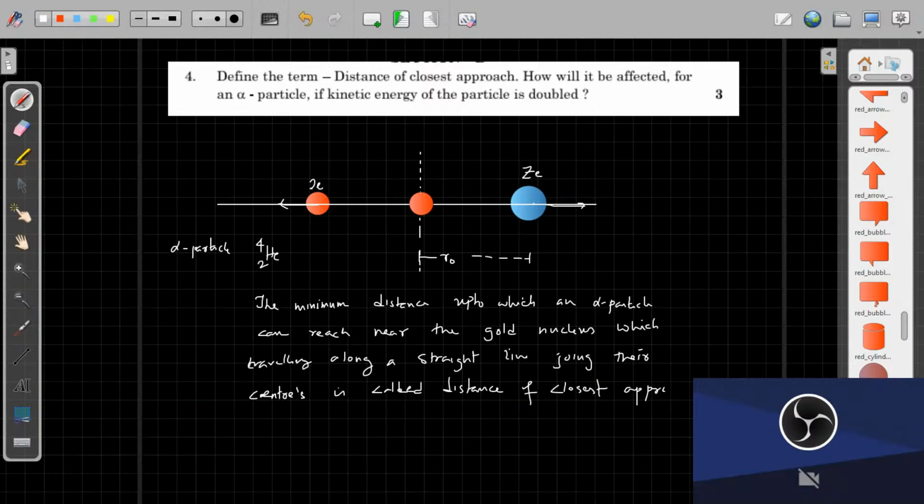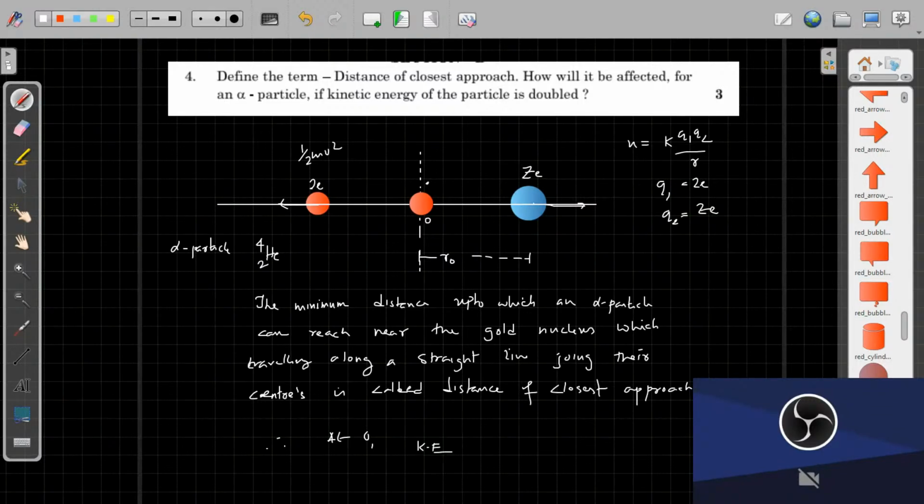Now we can find an expression for this. Very easy. It is based on conservation of total mechanical energy. At this point, the whole kinetic energy will become equal to the potential energy. And if you remember, the potential energy of a two charge system is K Q1 Q2 by R. In this case, Q1 is the charge on the alpha particle, which is 2e, and Q2 is the charge Ze.